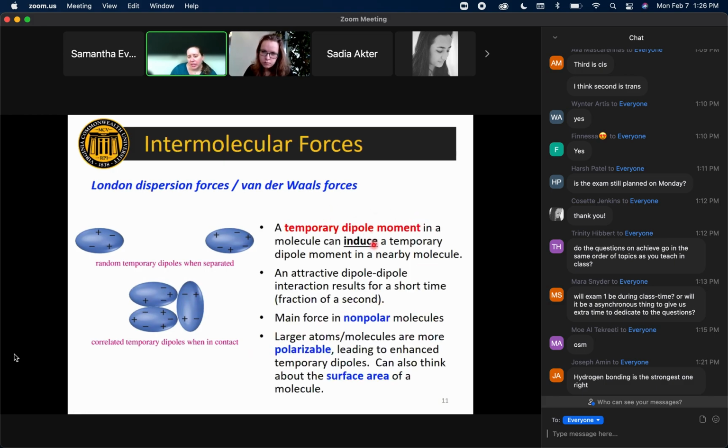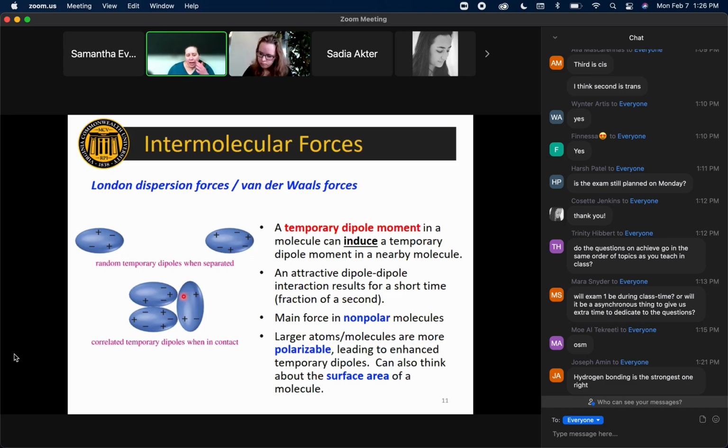So what I'm talking about here is, again, temporary dipole moments within a molecule that can then influence the neighbors of that molecule to get a temporary dipole moment. And this is going to be how nonpolar molecules interact with each other. This nonpolar interaction is called, again, London dispersion forces or van der Waals forces.